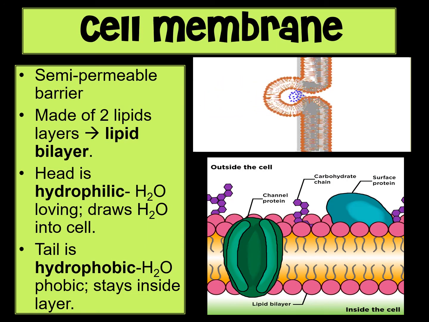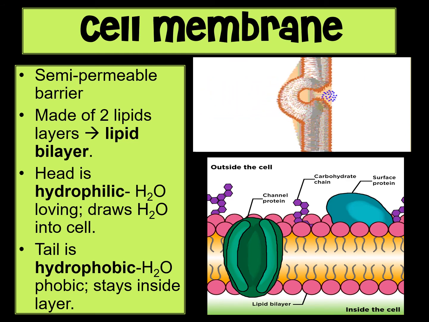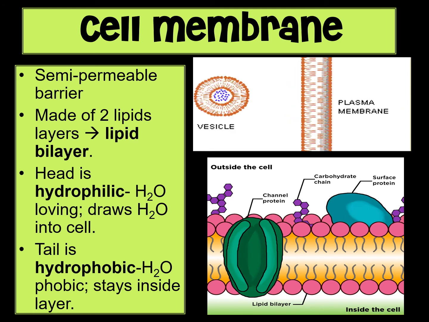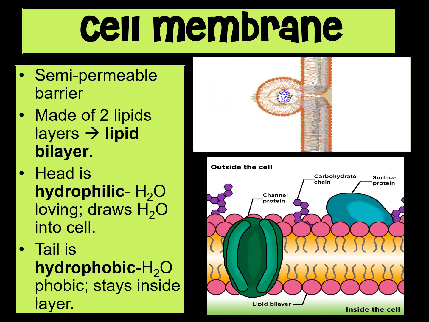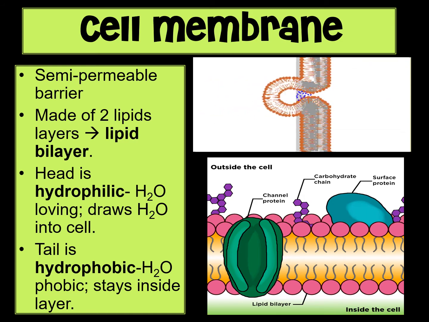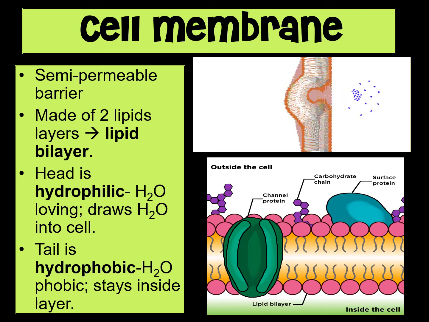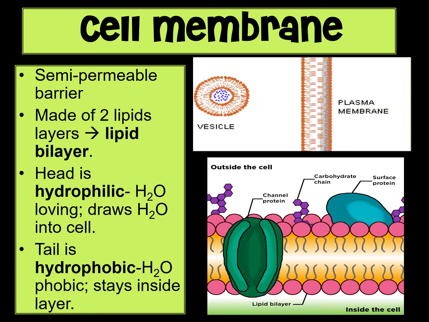Prokaryotes and eukaryotic cells both contain a cell membrane. And just like we stated previously, the cell membrane is what we call semi-permeable because it does let some things in, but not all things. It's composed of two lipid layers. And in case you forgot, lipids are fats. We call this a lipid bilayer because it's made of two layers.